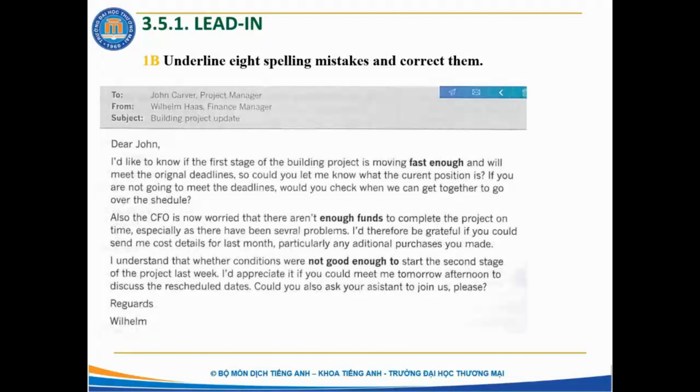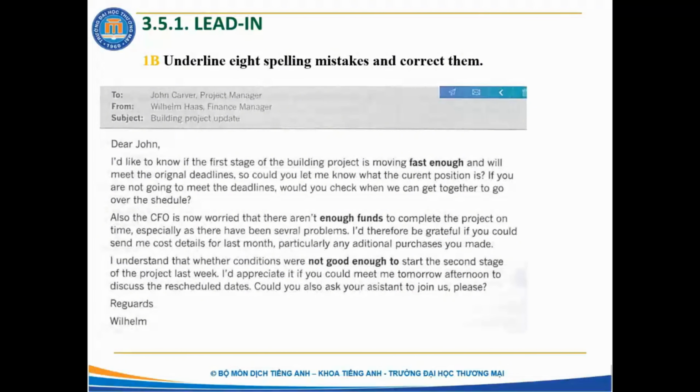Now we move on to exercise 1B. Please read the email again and underline each spelling mistake and correct them. Now please spend some time doing the exercise. Have you finished? Let's check the answer together.